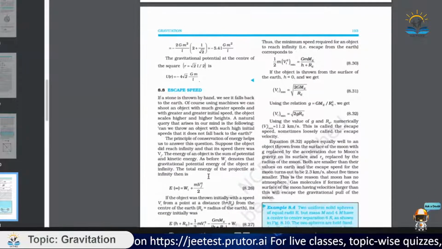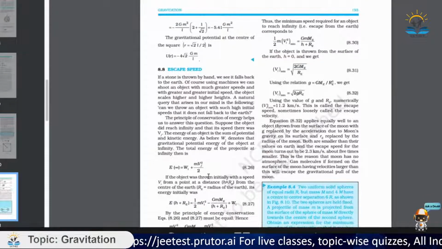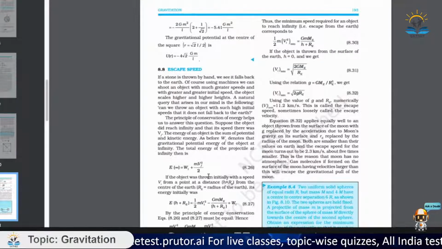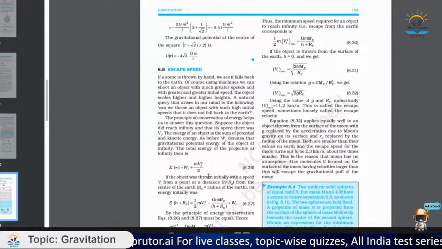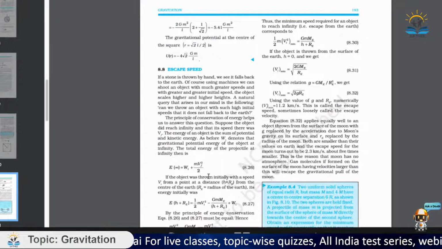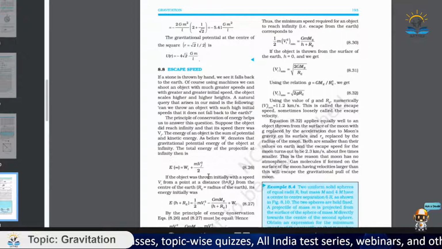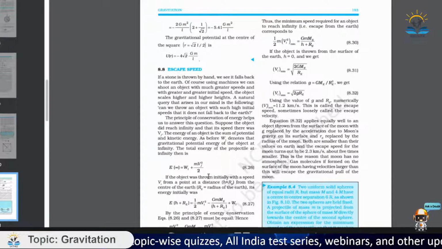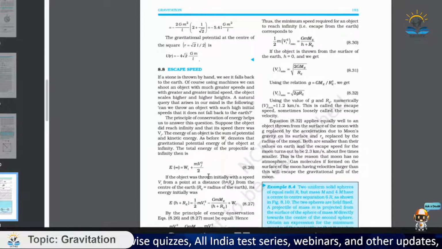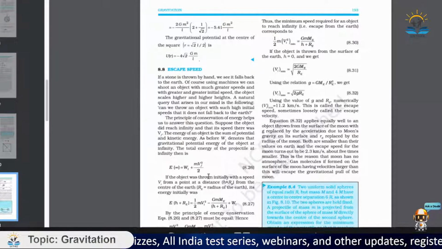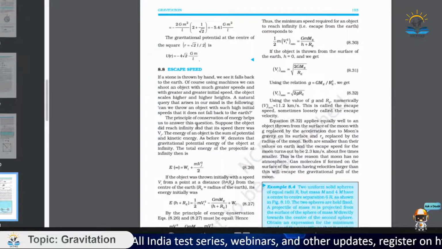Okay, now we would be seeing escape speed. So how do we define escape speed? Escape speed is the speed with which a particle at Earth's surface is ejected, through which, if it goes to a point where there is no interaction between that body and the Earth.